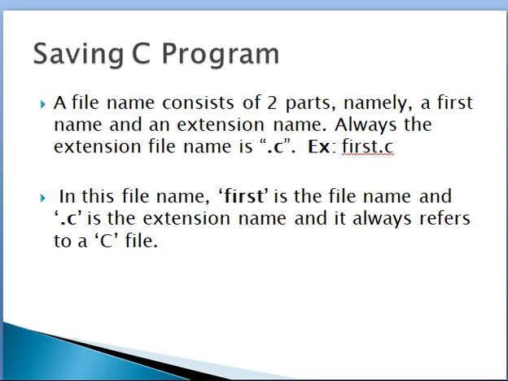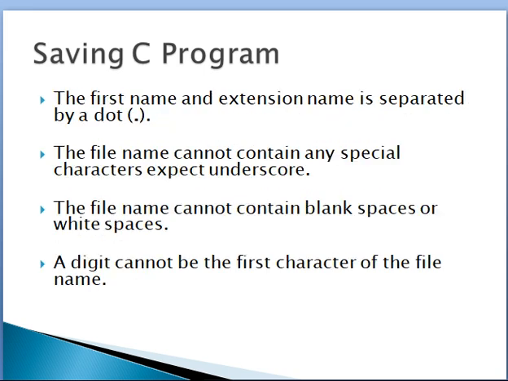For a Word file, we will find .docx. For an Excel file, you will find the extension .xlsx. For Paint files, you will find .jpeg as the file extension. For identification purposes, we use extensions in software. The first name and the extension name are separated by a dot.